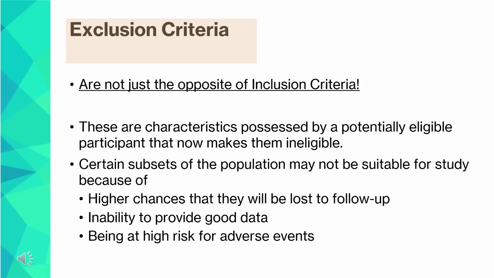For example, you say that their inclusion criteria are patients aged 18 to 65. So if you write that down as inclusion criteria, do not write as exclusion below 18 and above 65. Because it's obvious. You already said 18 to 65, so that is no longer an exclusion criteria.